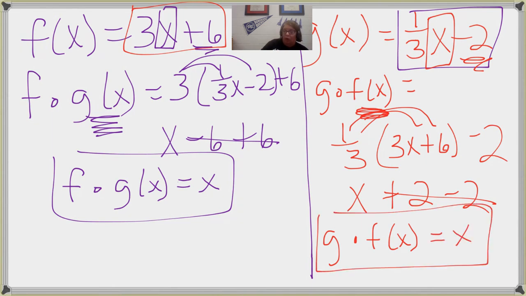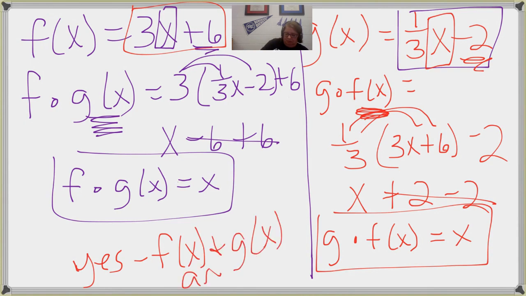Since both of these worked, or both of these canceled everything but the x, then yes, these are inverses. So if you have two functions, you're trying to verify inverse, you plug g into f and f into g, and check to see if everything cancels out to just x. Let's look at another one.